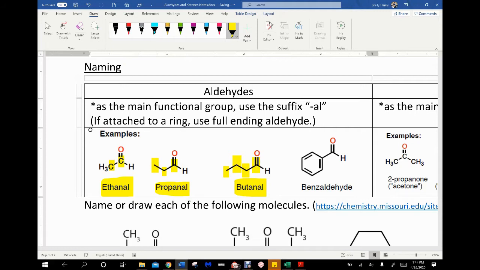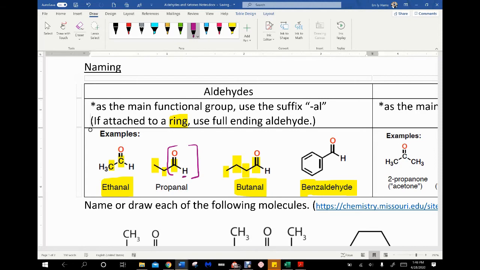And then this last one, you have benzaldehyde, which is when it's attached to a ring, and so we're using the full ending of aldehyde. This is a benzene ring, so that's where the benz comes into play. Now what you'll notice is unique about aldehydes is in none of these examples did we have to say 1-propanal or 2-butanal. We never had to number to show where the aldehyde was. And the reason for that is that the aldehyde always has to come at the end of a chain in order to leave enough room for it to have that hydrogen there, okay?